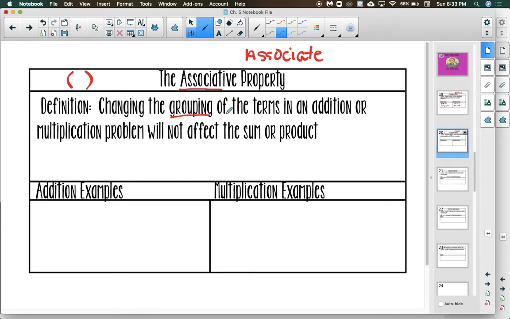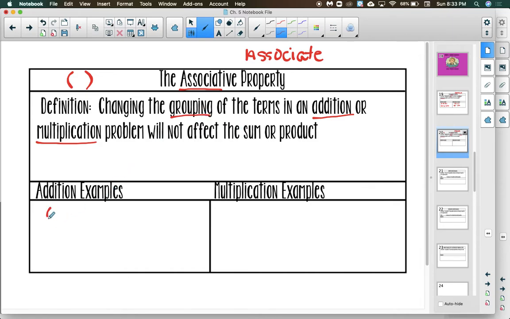So changing the grouping of the terms in an addition or multiplication problem will not affect the sum or product. Again, this works only for addition problems and multiplication problems, and it has to be a problem containing only addition, only multiplication, no mixture of them. So let's see what it looks like.